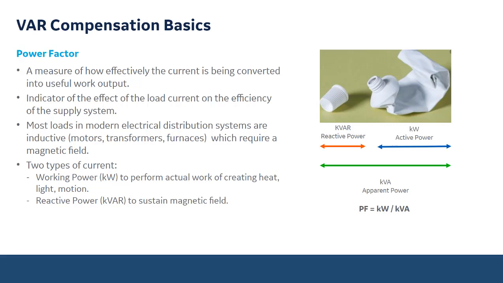Working power and reactive power together make up the apparent power, and the apparent power is measured in kilovolt-amps, or kVA. That's your green bar, which is the total of your toothpaste tube: your kW active power, what you're actually getting, and then your reactive power, which is the unusable. And we'll go further into your power factor, which is your kW divided by kVA, and that would be your ultimate power factor.